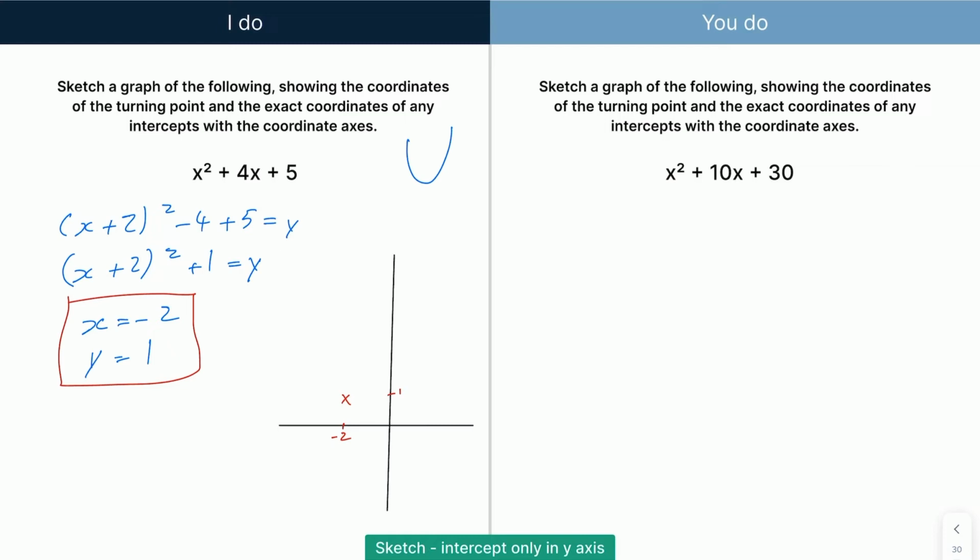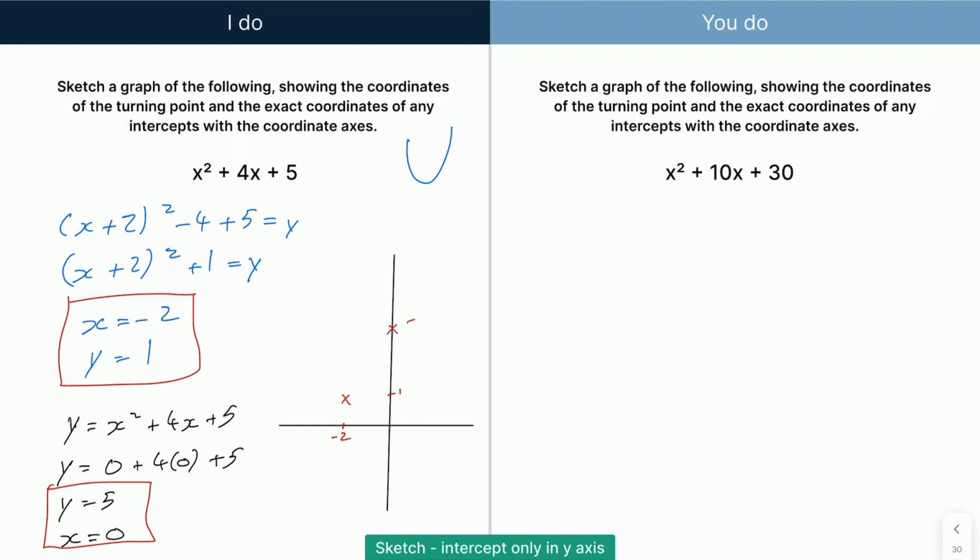To find the y-intercept, you have to make x 0. So we write the equation out: y is equal to x squared plus 4x plus 5. If x was 0, we end up with y is equal to 0 plus 4 times 0 plus 5, and that just becomes y is equal to 5. So when x is 0, y is 5. That is the y-intercept, so we can plot that on as well: x is 0, y is 5.